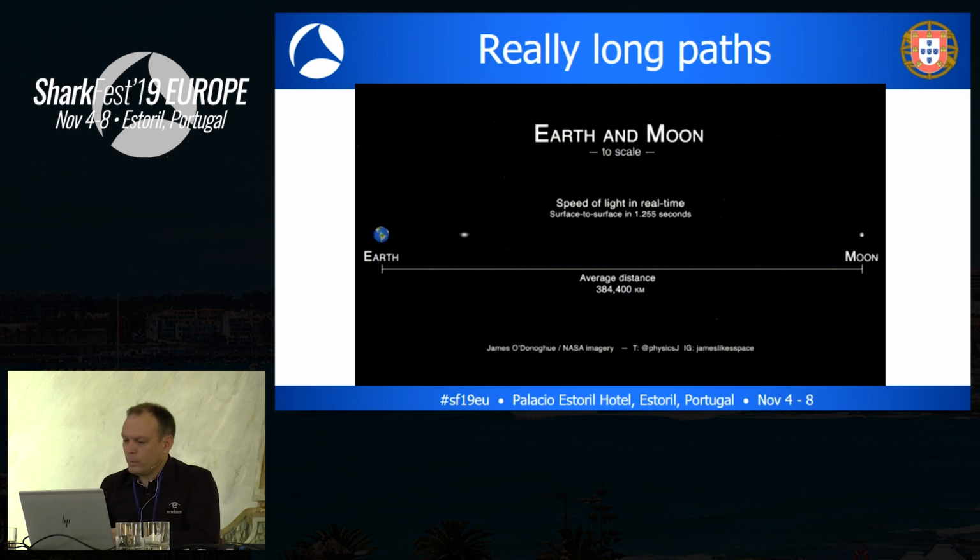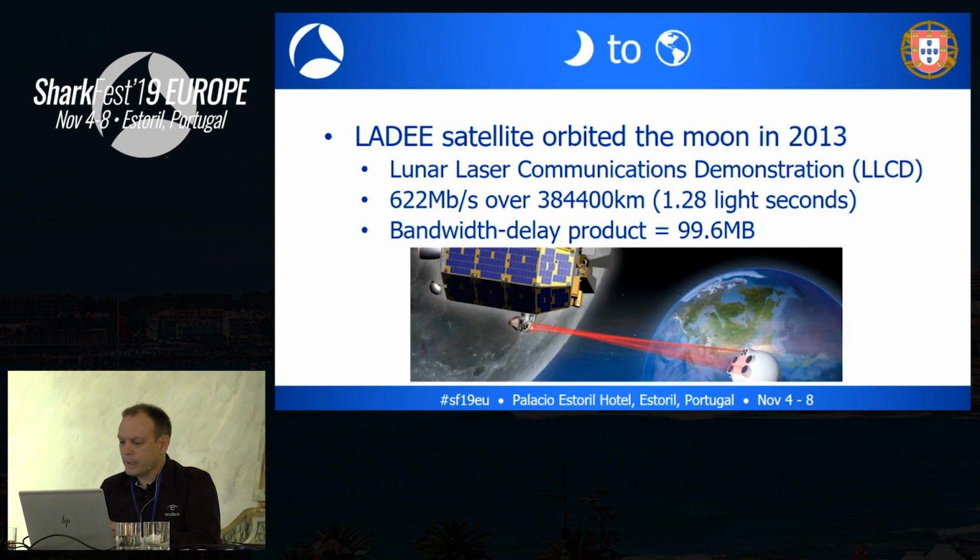So what would the bandwidth delay product to the Moon be if we were trying to do a TCP connection to the Moon? One advantage is because it's traveling through a vacuum, we can use 3 times 10 to the 8 meters per second rather than 2, so we don't have to have fiber. But what bandwidth would we use?